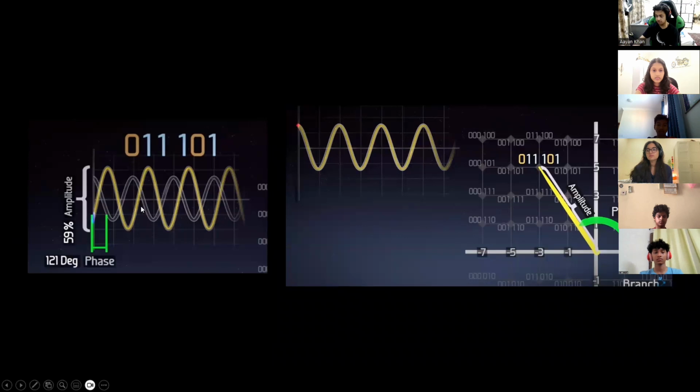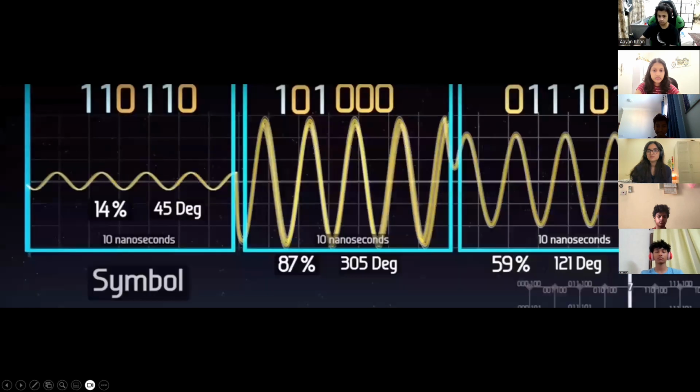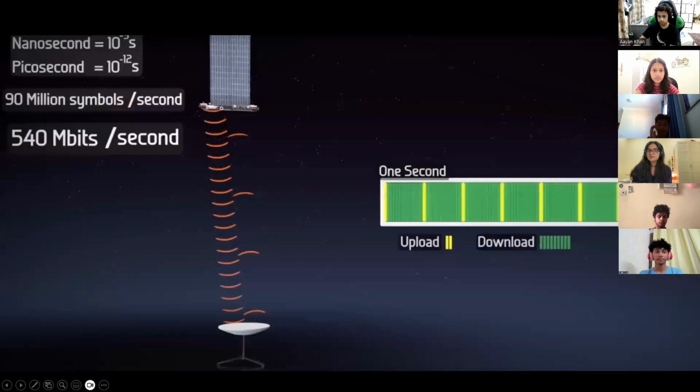So using the amplitude and phase that we learned earlier, we can alter the frequency and alter the wave. So each wave will mean a binary code. By altering this, we can have a differentiated binary code for each wave. Each of these groupings is called a symbol and lasts 10 nanoseconds. Since the dish can't send and receive data at the same time, it does so at intervals. So in 1 second, it uploads at these intervals and downloads at those intervals.